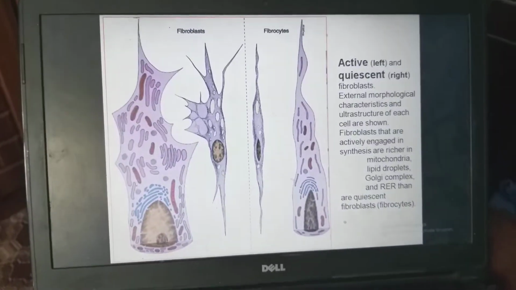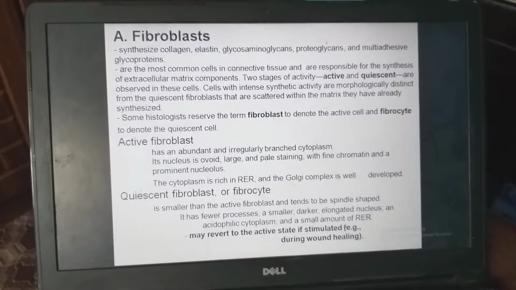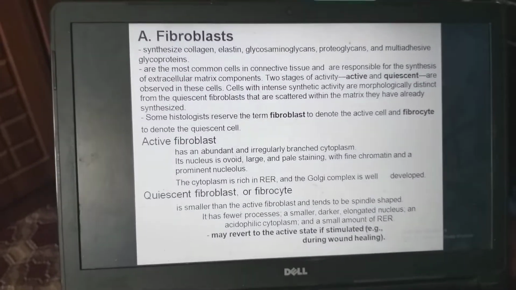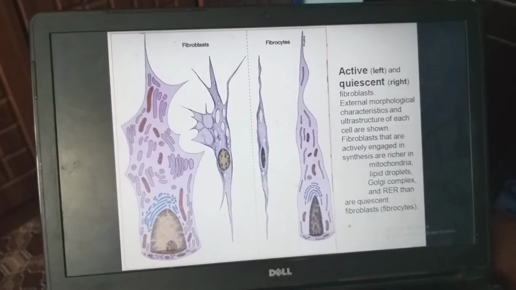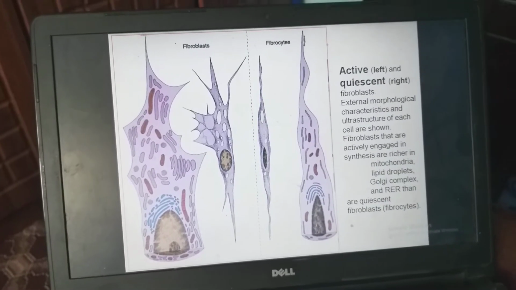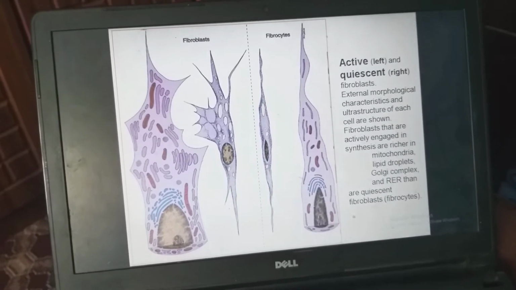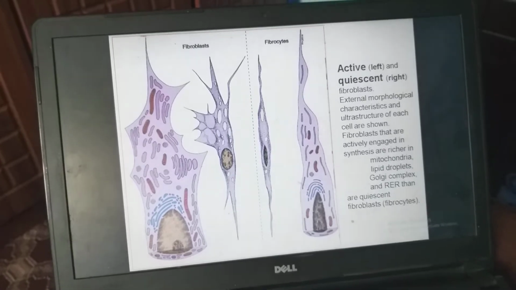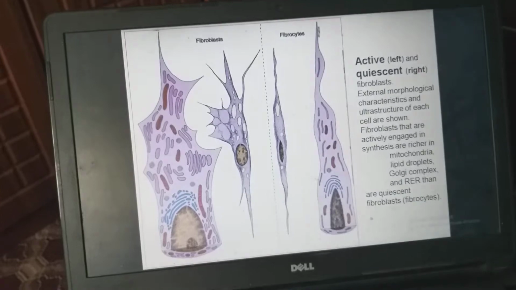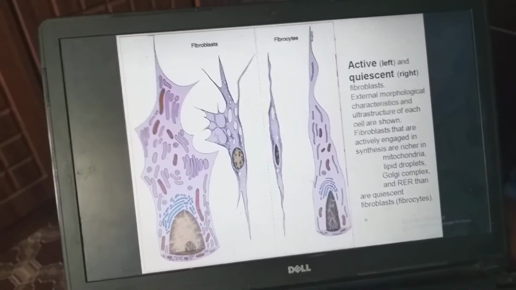Good. So fibroblasts we can simply classify into active fibroblasts and quiescent fibroblasts or fibrocytes. When we compare both of them, observe on the left side is the active fibroblast. It is very large and has more organelles. But here, it looks like a spindle and has fewer organelles. So sometimes we call it quiescent, or simply fibrocyte. And during injury, they can revert to active fibroblasts.